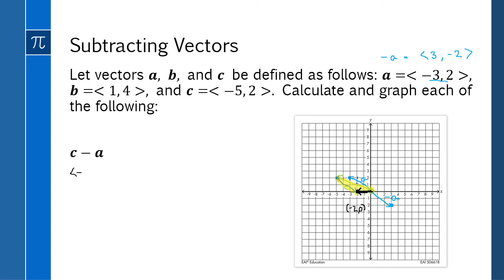Vector c is given by negative 5, 2. And vector a is given by negative 3, 2. So if we subtract the x-coordinates, negative 5 minus negative 3, and we subtract the y-coordinates, 2 minus 2, we are ending up with negative 5 plus 3, which is negative 2, and 2 minus 2, which is 0. So sure enough, that is where we end up.